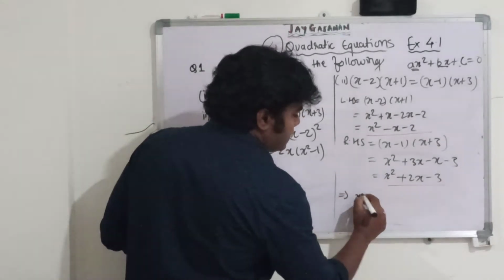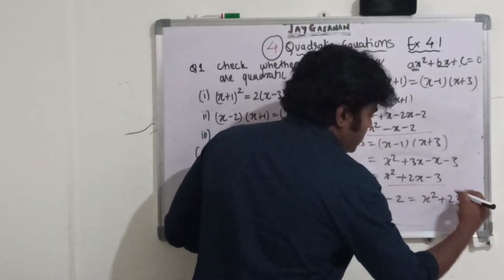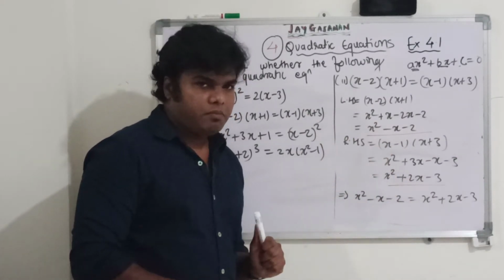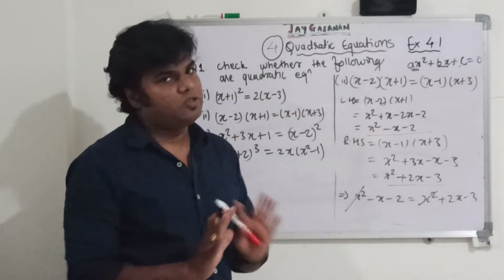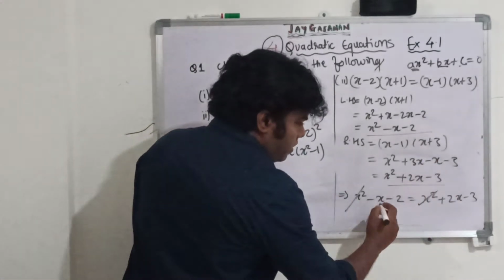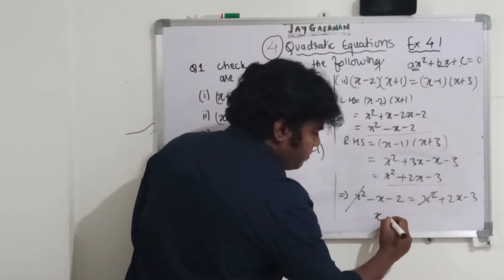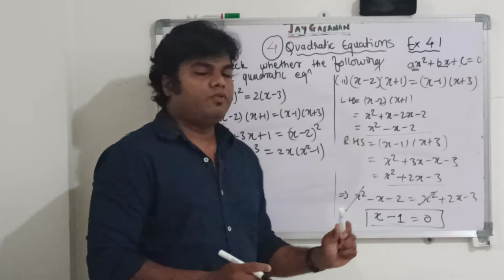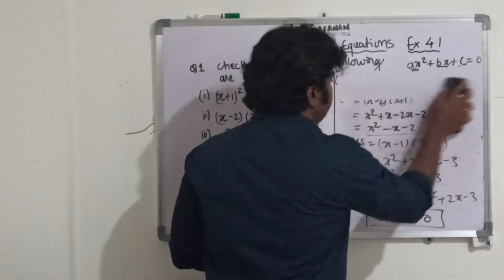Which implies x square minus x minus 2 is equals to x square plus 2x minus 3. Now see, if you transpose x square to this side, that will become minus x square, and x square cancels. So from here we can identify, yes, it is not a quadratic equation because x square cancels, but still we will solve. We'll bring 2x here, 2x minus x, x, minus 2 plus 3, minus 1 is equals to 0. So x minus 1 is not in the form of this, so therefore this is not a quadratic equation. Let us go and see the third question.